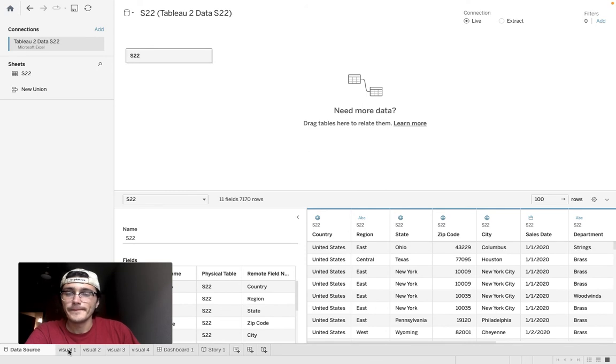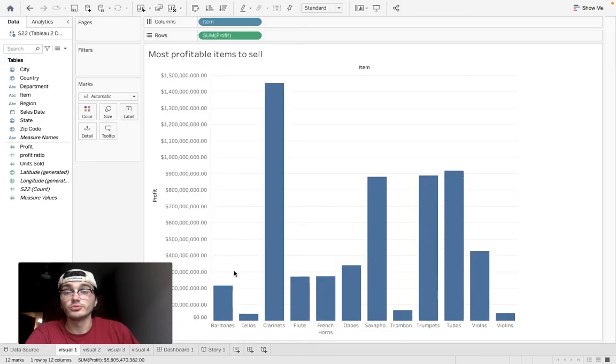So now we'll go to Visual 1, and this one is labeled Most Profitable Items to Sell. And I think this is important because it really shows, if you look at clarinets, it is way more profitable than cellos or violins. And that's important in understanding your market and what you're actually selling.